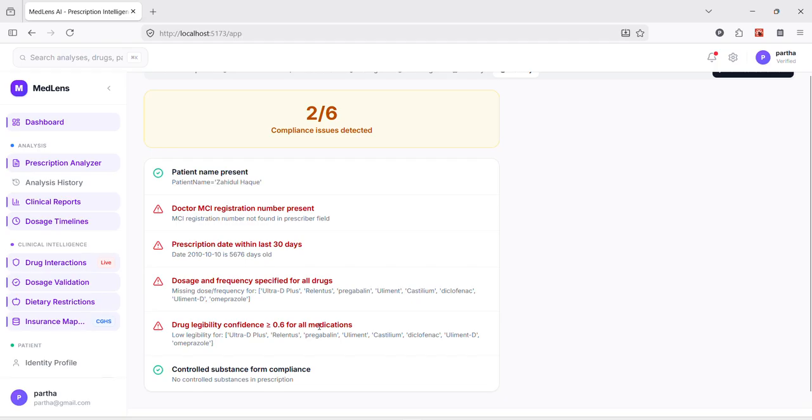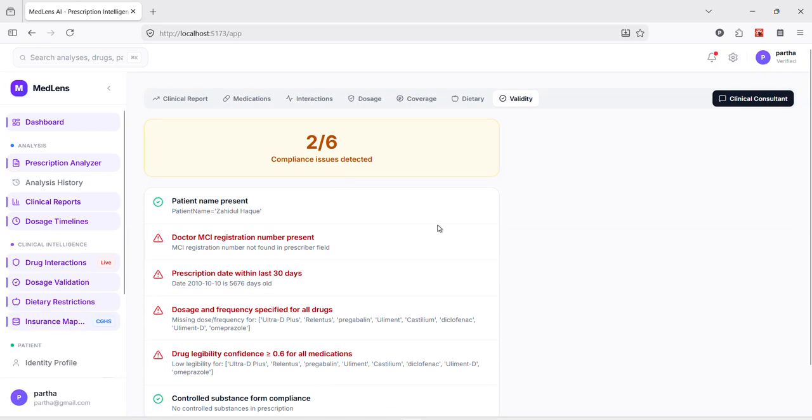Dosage and frequency, none of that was mentioned, and for drug legibility, since the doctor's prescription had highly ambiguous handwriting, the confidence score is less. But controlled substance from compliance, which means that the drugs need not be taken for long term. So all these compliances are properly shown.